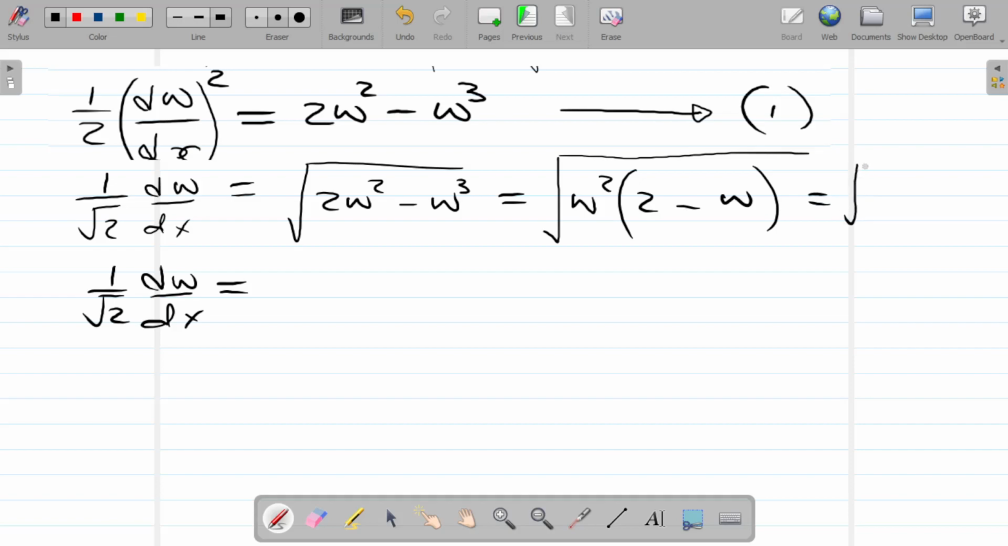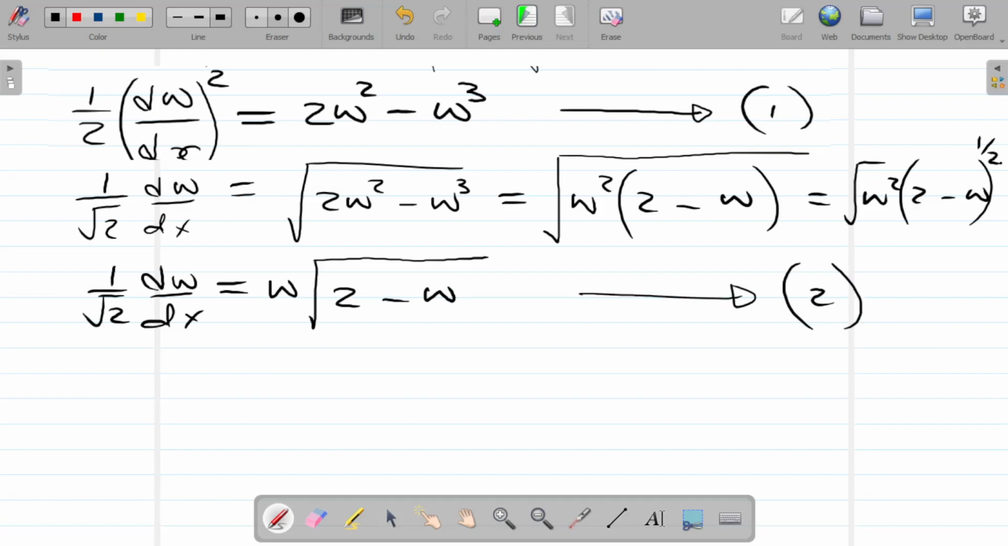this can be split up into the square root of w squared times the square root of 2 minus w. And you can see that I've written the square root of 2 minus w as 2 minus w in brackets raised to the power of half. It's just a little bit easier than writing two square root terms multiplied together. So basically, the square root of w squared is just w, and we'll put the square root radical sign back in here, and that is a square root of 2 minus w. So we'll call that equation 2.